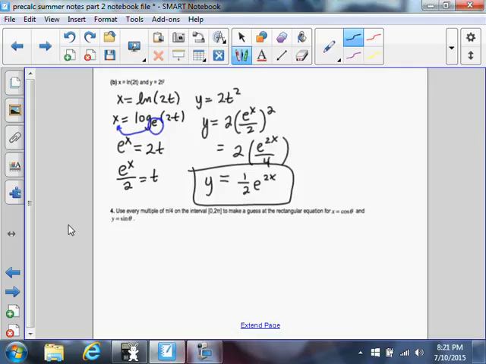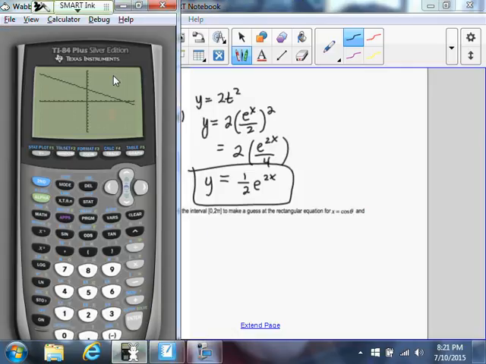So you can graph using either the rectangular equation, or you could use the parametric. So we could do both if you wanted to check. So we're going to go to y equals. We're going to clear out and clear out. So when I go back up here, I'm going to put in a natural log of 2t. Okay, and then I'm going to put in 2t squared for the other one.